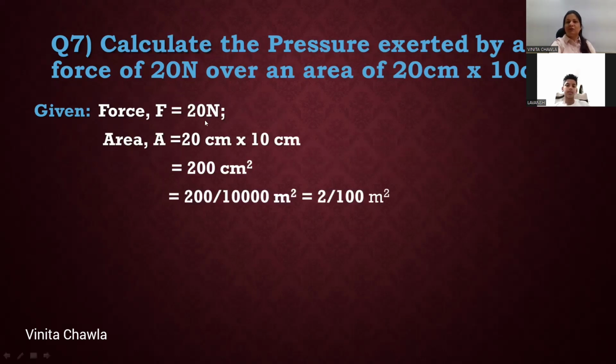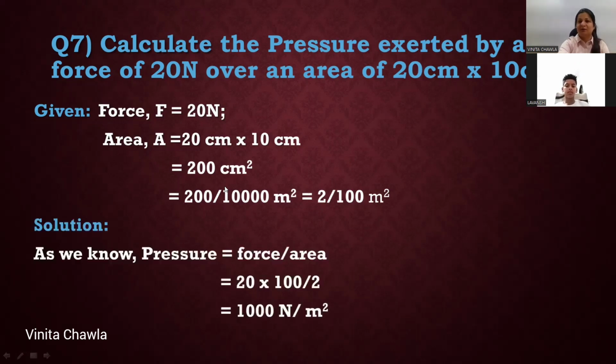First, we'll multiply these two. It's 200 centimeters square. And then we divide this by 10,000 to get the answer in meters square. So it is 2 by 100 meters square. Now the answer is 1000 Newton per meter square. Correct answer. Very good. Very fast. Pressure is force upon area. We'll put the values here and get the answer.